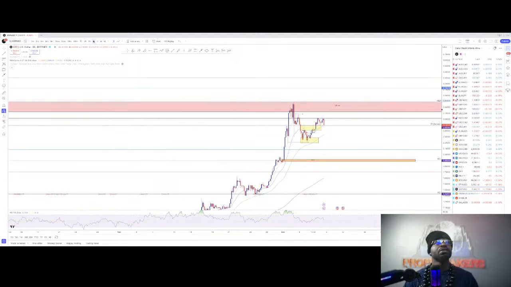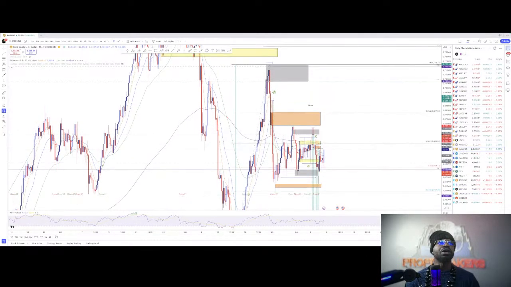Okay. So I was peeking at Ripple to see if it was going to retest the highs, but let me not get distracted. Let's go. We'll look at that later. We also took a look at gold.